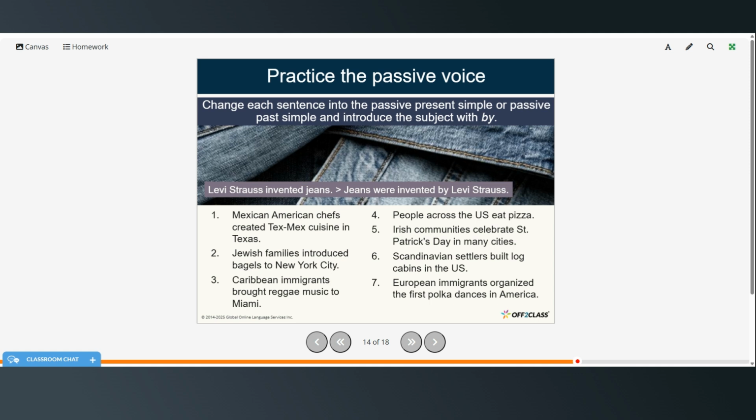Pizza is eaten across the U.S. We don't really need to say by people. St. Patrick's Day is celebrated in Irish communities in many cities. Log cabins were built in the U.S. by Scandinavian settlers. And the first polka dances in America were organized by European immigrants.